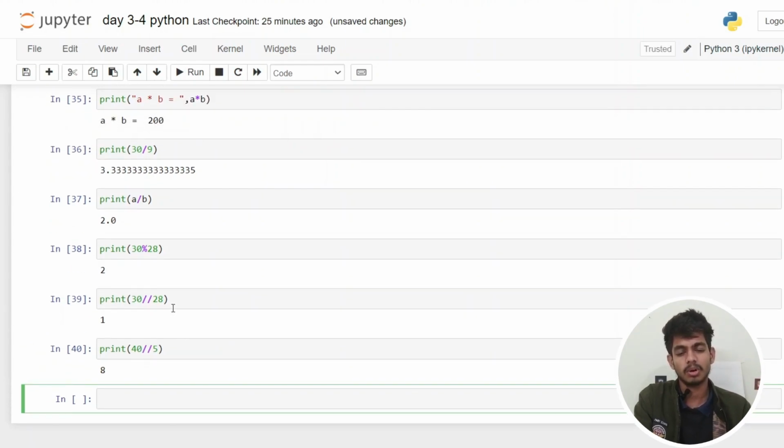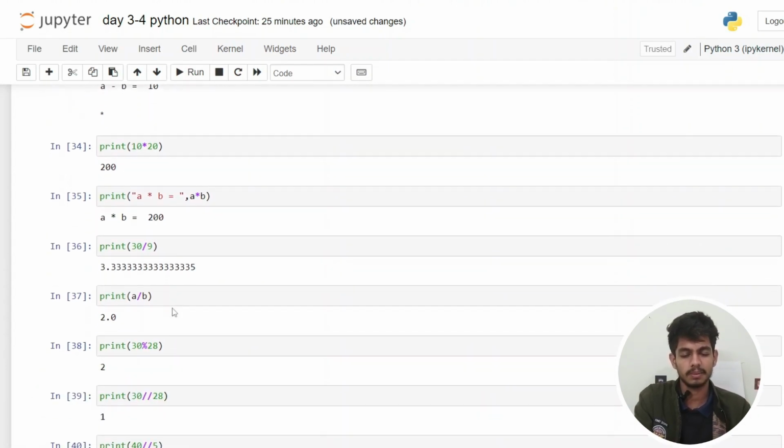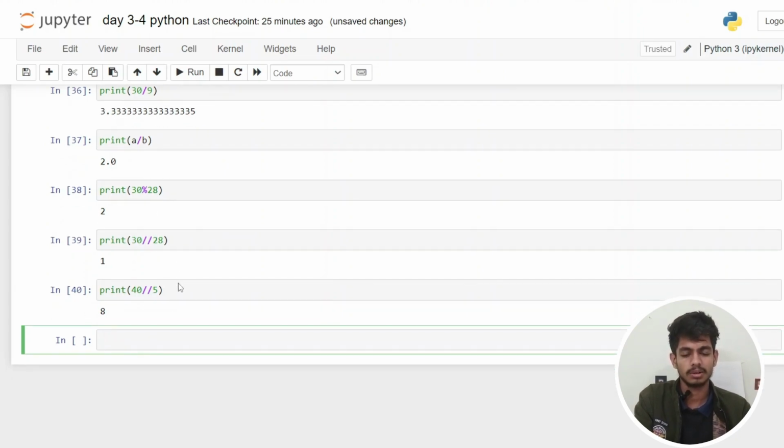So this is the concept of arithmetic operators: the plus operator, minus operator, multiplication operator, division operator, and finding the remainder with the help of modulo, and the quotient.